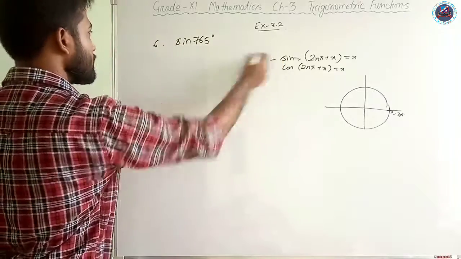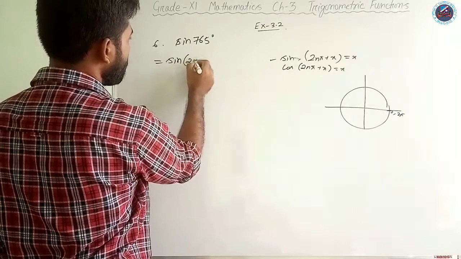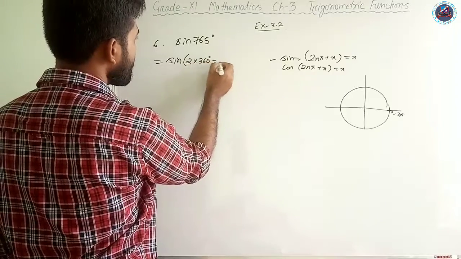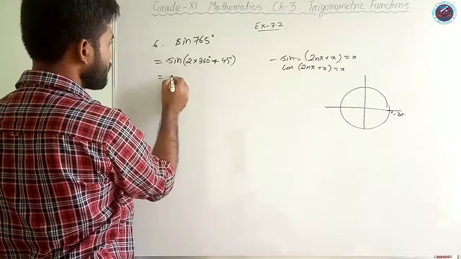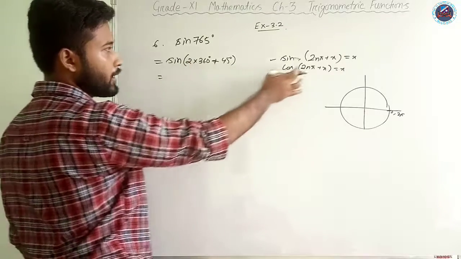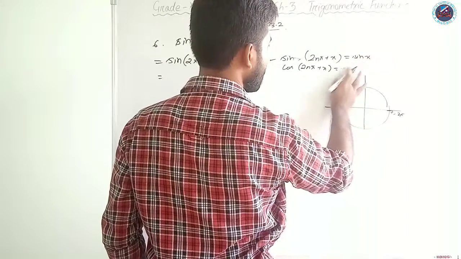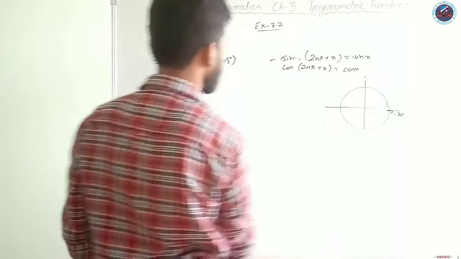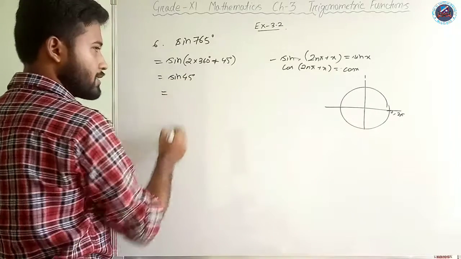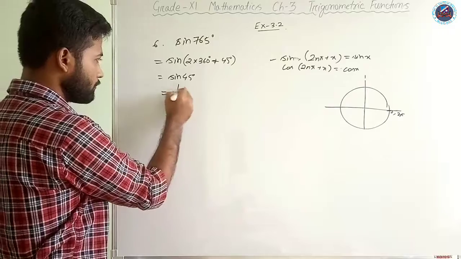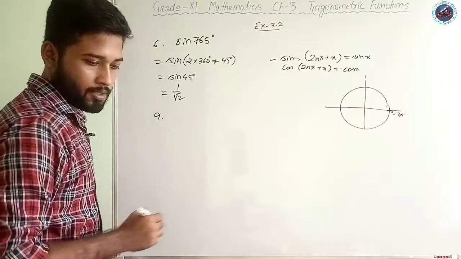Okay, so we shall be using this now, and this can be written as sine of 2 into 360 degree, that will be 720 degree plus 45 degree. And since sine of 2 n pi plus x is equal to sine x, this will be sine of 45 degree. Now what is sine pi by 4? It is 1 by root 2. So done, quite easy. Now let us see question number 9.